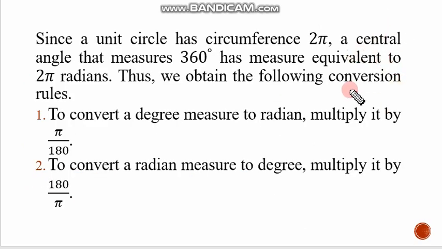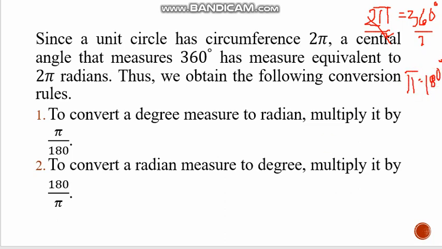Since a unit circle has circumference 2 pi, a central angle that measures 360 degrees has a measure equivalent to 2 pi radians. Thus, we obtain the following conversion. In radians, the whole circumference is 2 pi, while in degrees, that's equivalent to 360 degrees. So if we're going to convert that, we'll divide both sides by 2. So pi is equal to 180 degrees.